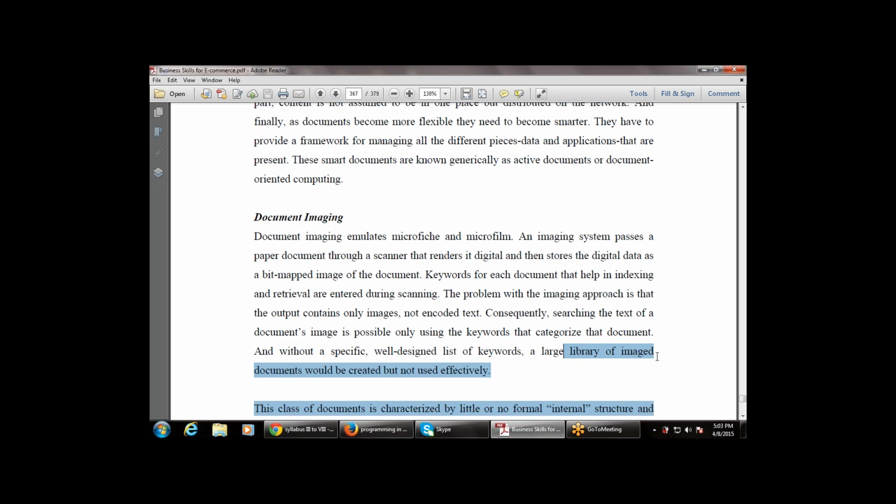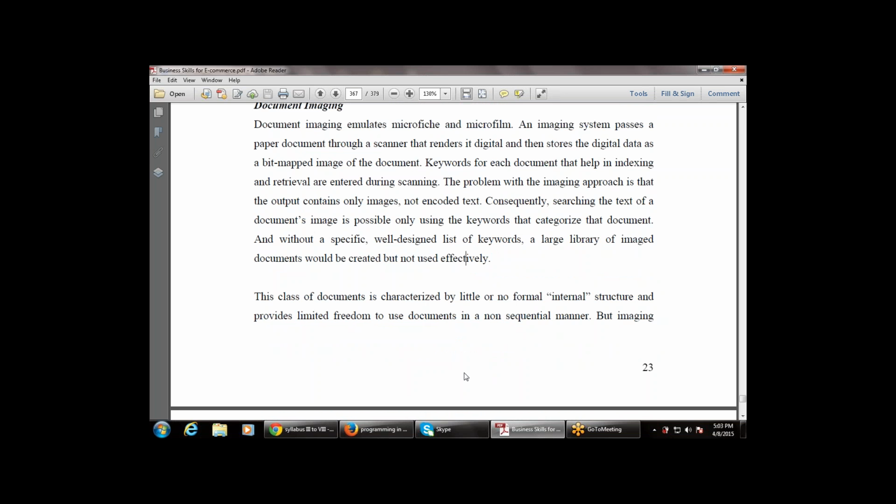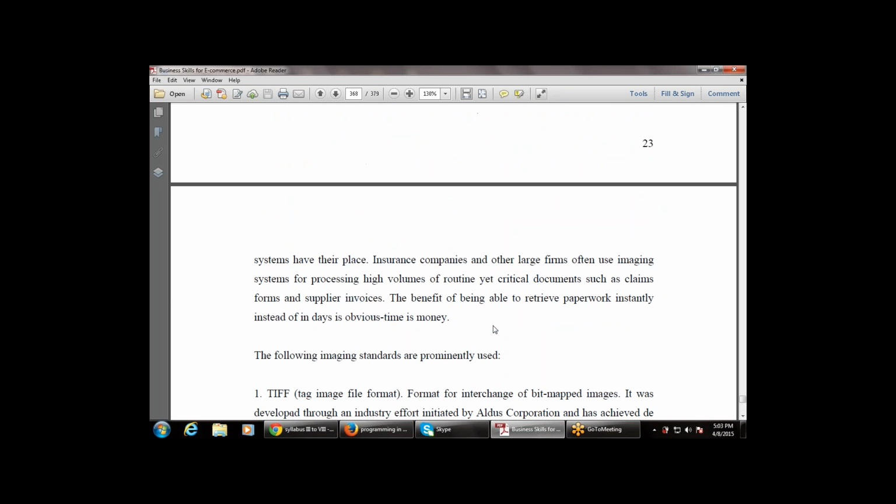Without a specific well-designed list of keywords, a large library of image documents would be created but not used effectively. If I simply upload the scanned document without giving any detailed information, that is not good. This class of documents is characterized by little or no formal internal structure and provides limited freedom to use documents in a non-sequential way.